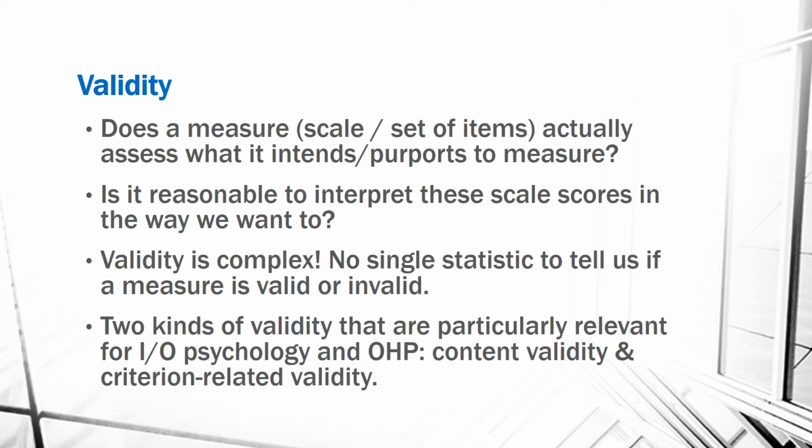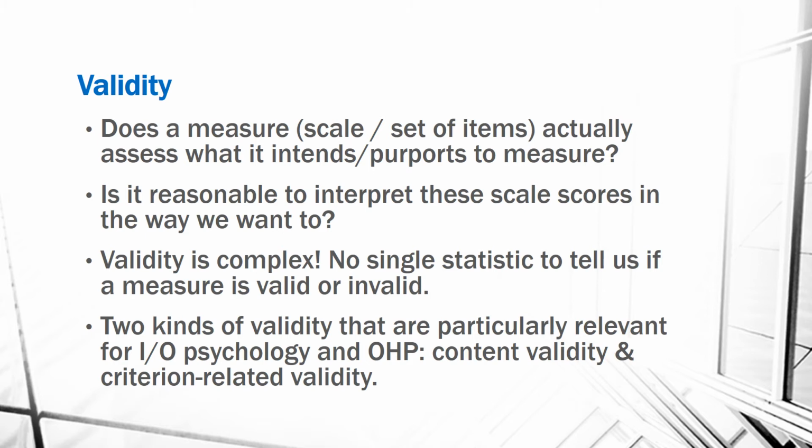In other words, is it reasonable to interpret the scale scores, the average that we might compute across a set of items that we think are measuring the same thing? Is it reasonable to interpret these the way that we want to? Validity is complex. In psychology, there is no single statistic that indicates if a measure is valid or invalid. It depends upon the purpose of the measure and how it is being used and for what.